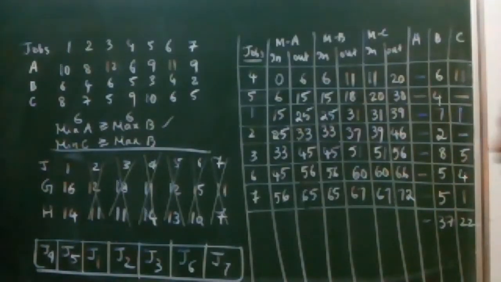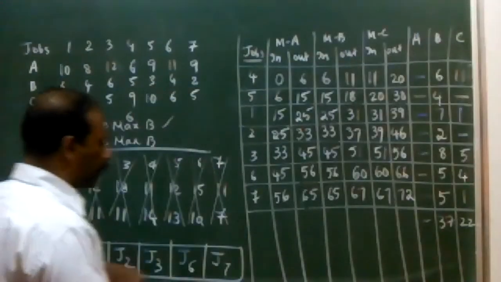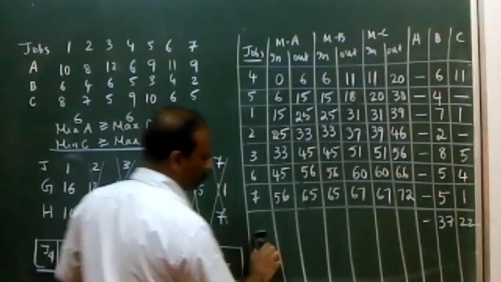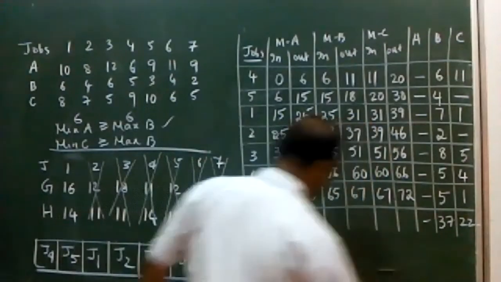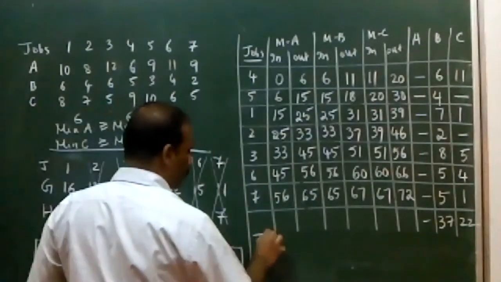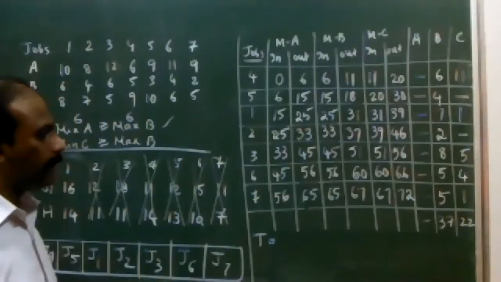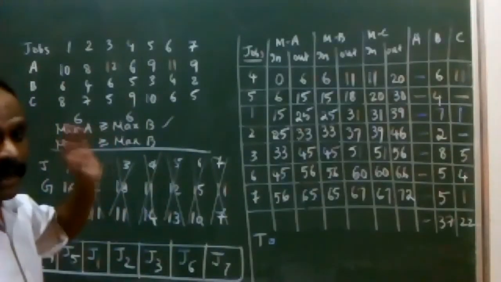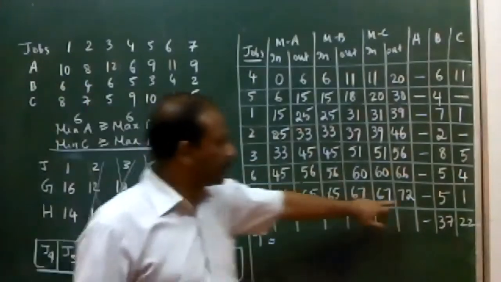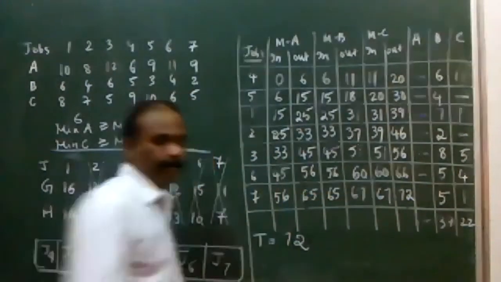Now we'll quickly calculate the 3 calculations here. Which are the 3 calculations we are doing here? What is the first calculation? The T value, the total elapsed time. What is the T value? The time at which the last job on the last machine is completed. Here it is 72. So 72 becomes your total elapsed time.